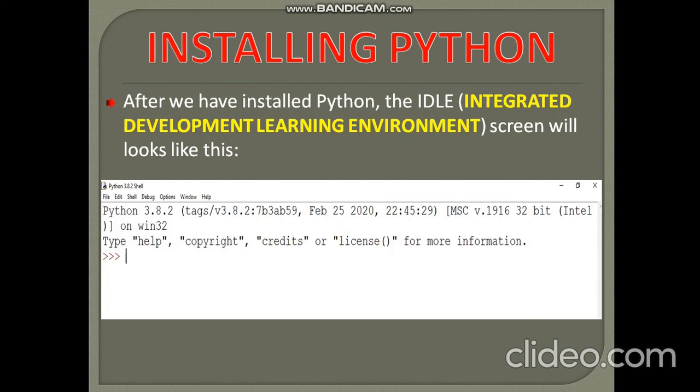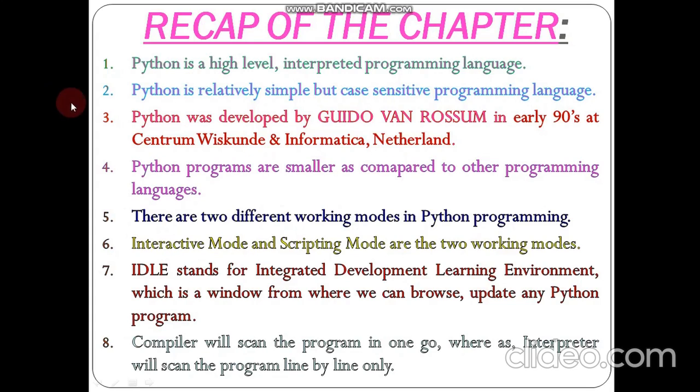Now the time has come to recap the topics, what we have learned so far. Python is a high-level interpreted programming language. It is relatively simple but a case-sensitive programming language. Python was developed by Guido van Rossum in early 90s at Centrum Wiskunde and Informatica at Netherlands. Python programs are smaller as compared to other programming languages. There are two different working modes in Python programming.